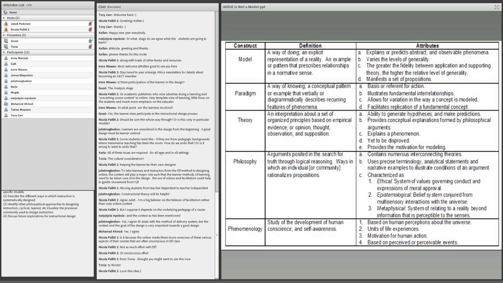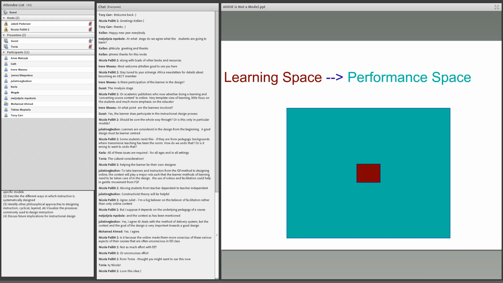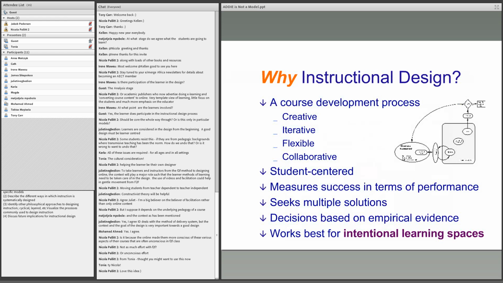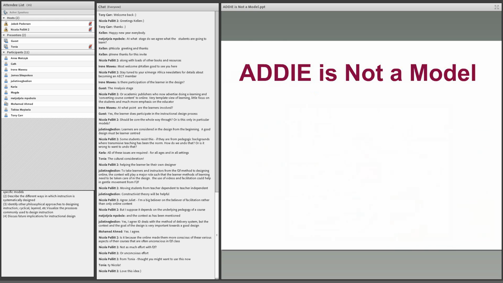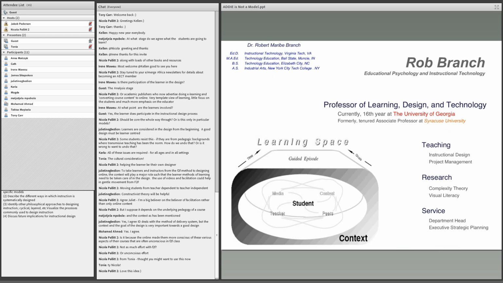So ADDIE's a paradigm, and we could talk more about this, but one more thing I want to show you. So this is an introduction slide. See that lower left-hand image, learning space? That's what I was talking about earlier. Take a look at that.